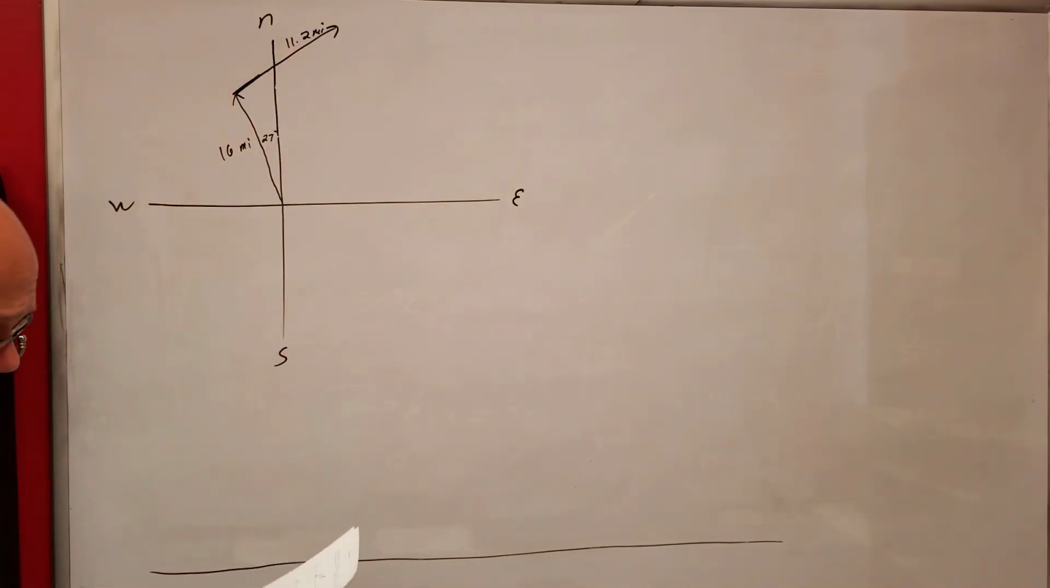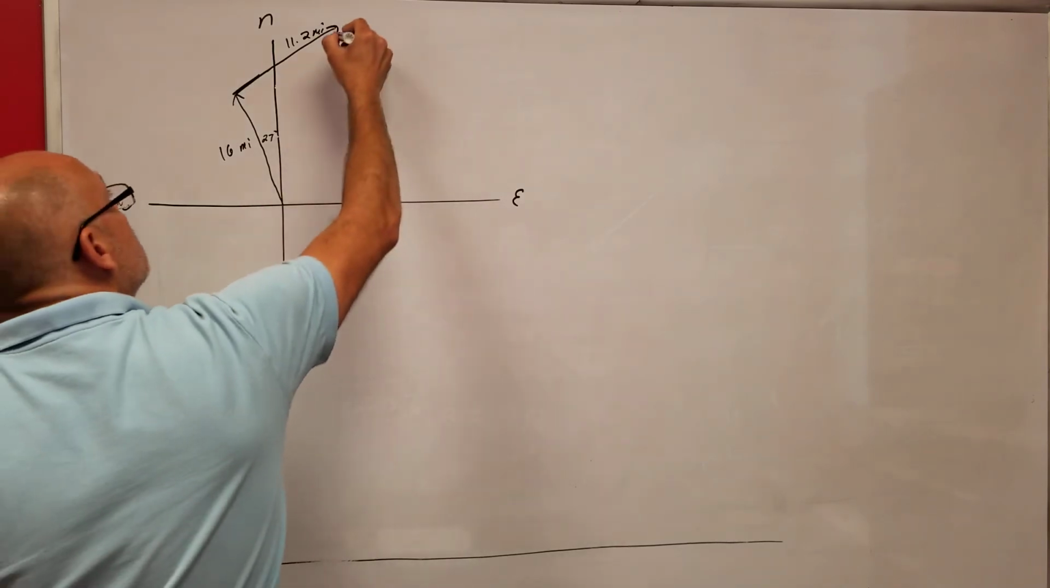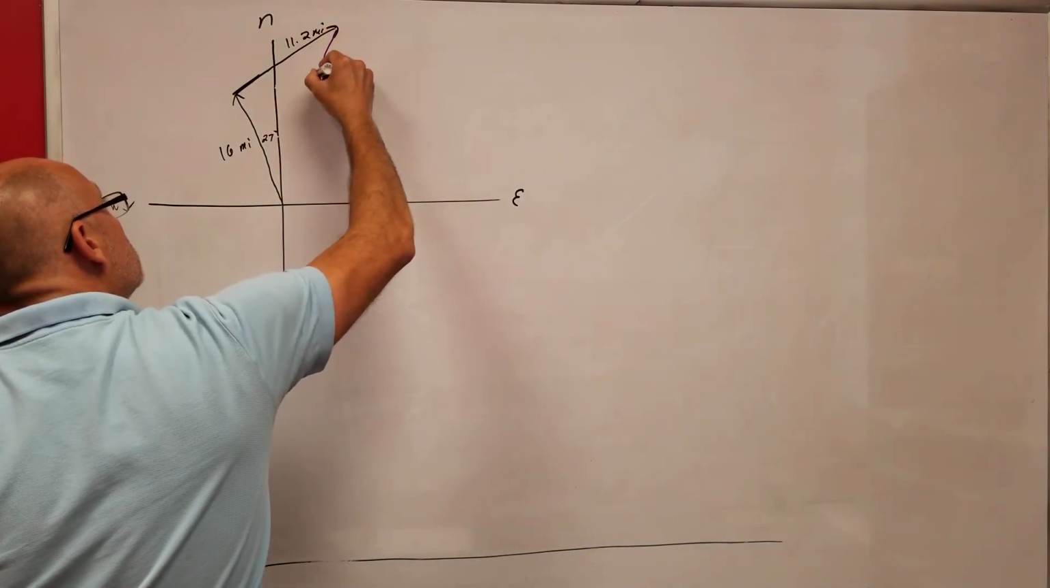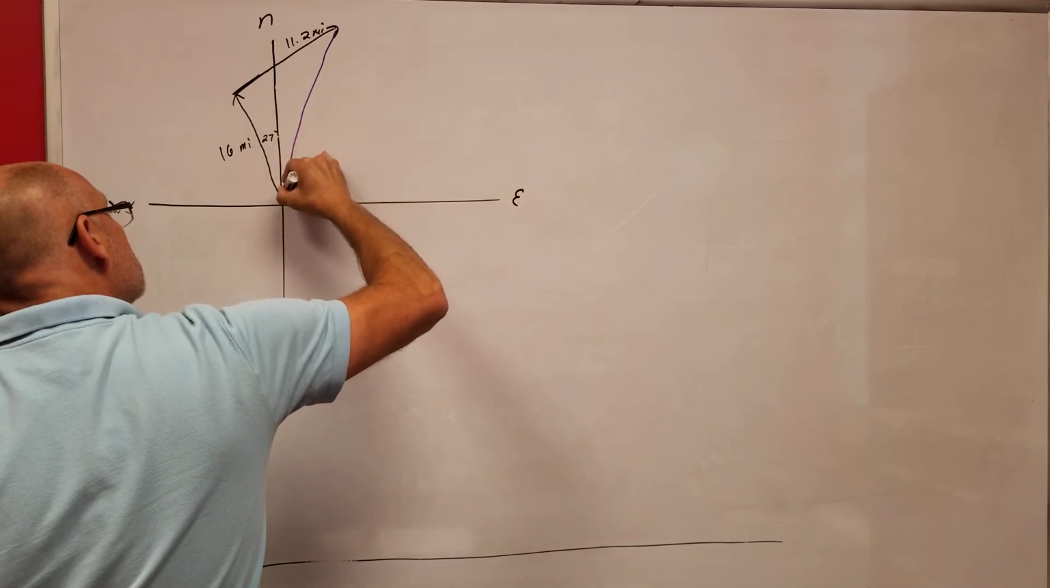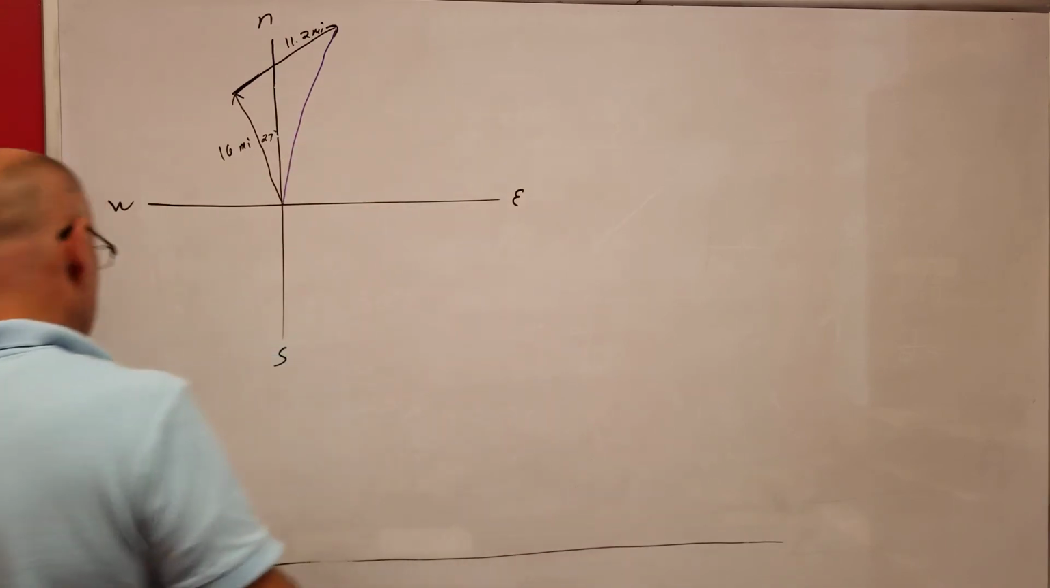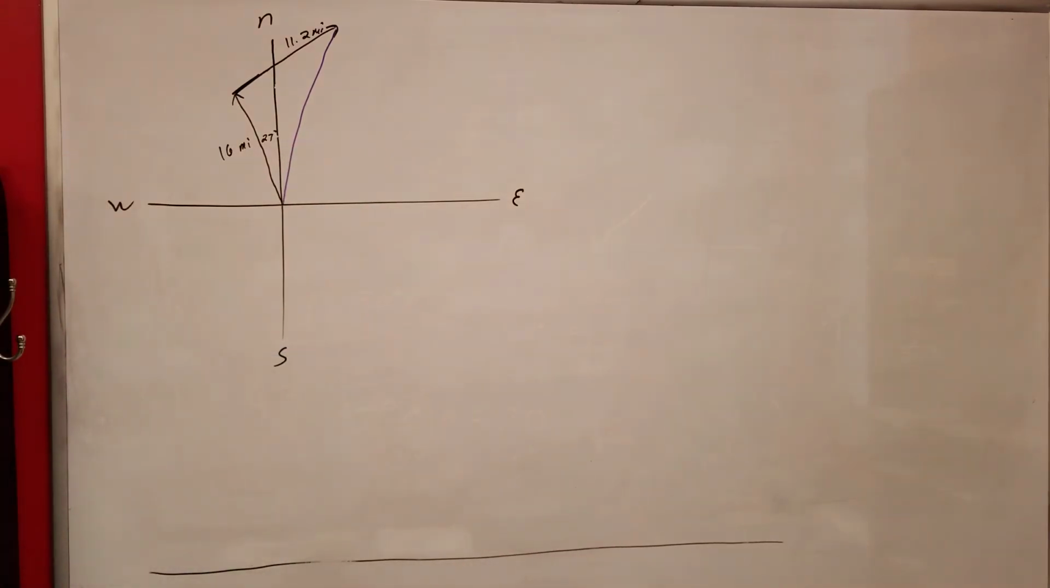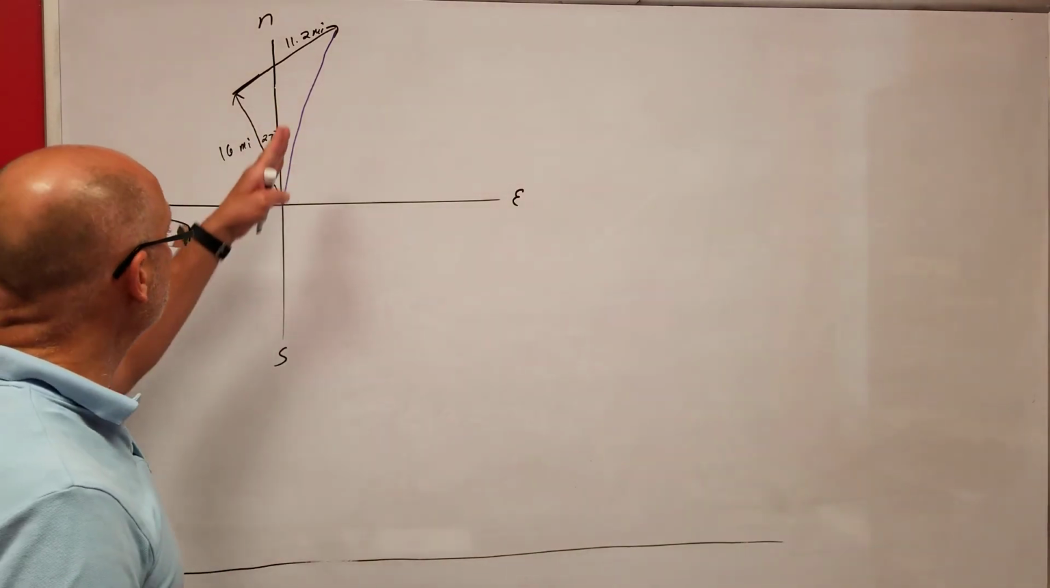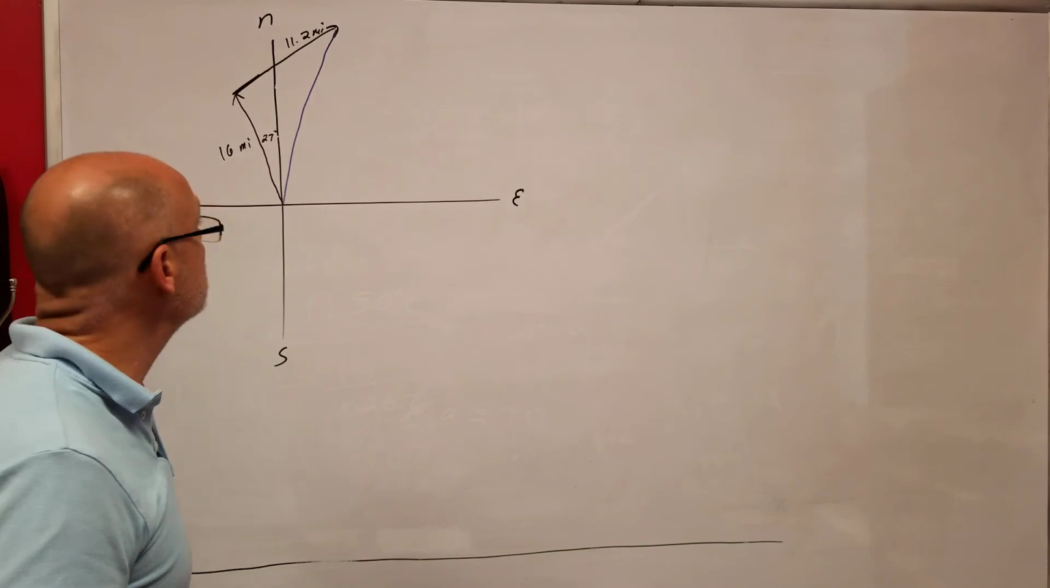All right, then what did they say? Find the bearing required for the ship to return to port. So I want to know, for my ship to turn around and go back to where it started, back to port, it's going to need to do something like that, right? So I need to find the bearing. I need to find out which way it's going to be headed when it returns back to port.